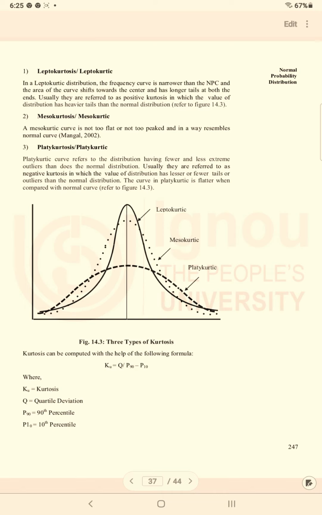2. Mesokurtosis. A mesokurtic curve is not too flat or too peaked and in a way resembles the normal curve, Mongol, 2002. 3. Platykurtosis. A platykurtic curve refers to the distribution having fewer and less extreme outliers than does the normal distribution. Usually they are referred to as negative kurtosis, in which the value of distribution has lesser or fewer tails or outliers than the normal distribution. The curve in platykurtic is flatter when compared with the normal curve, refer to figure 14.3.